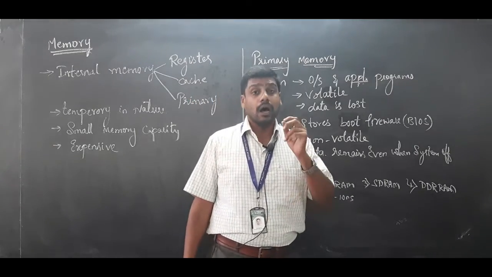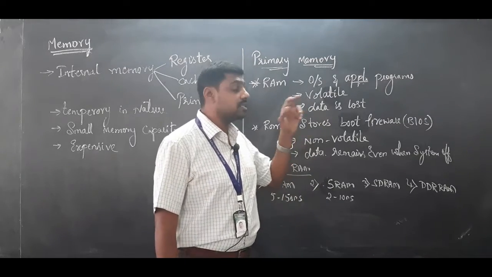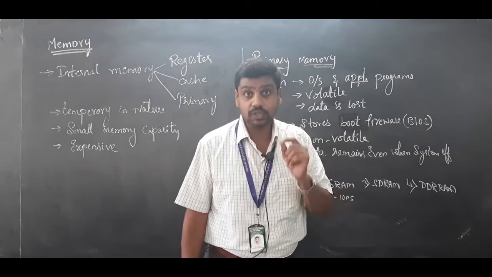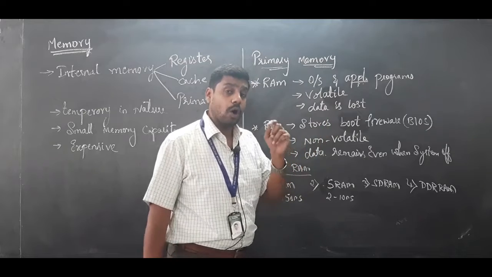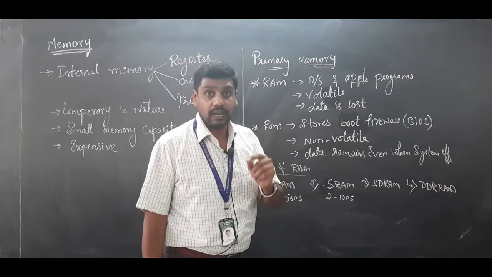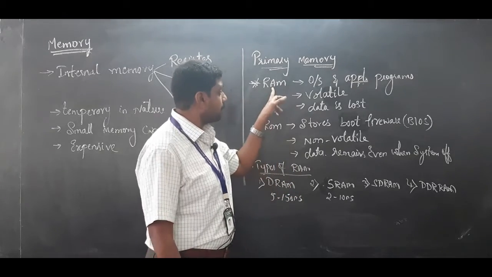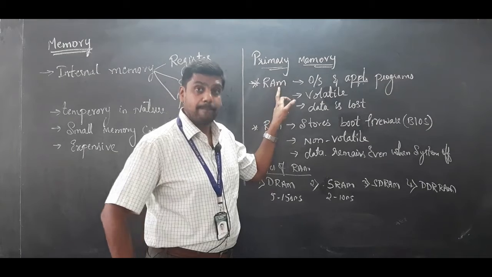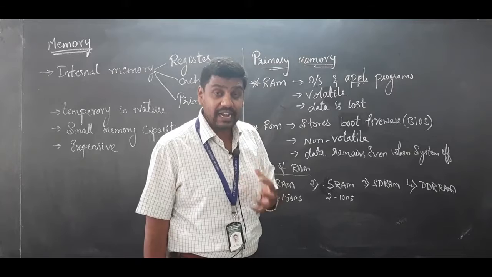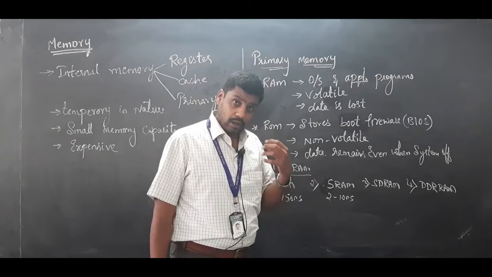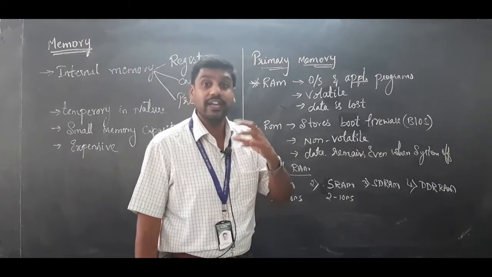And this RAM is volatile in nature. That means when the power is off, when your system is off, whatever data you have stored inside the RAM will be erased. The data will not be available. Such a type of memory is called RAM memory. This is especially to load the operating system and related application programs to our computer to make the CPU process very fast.